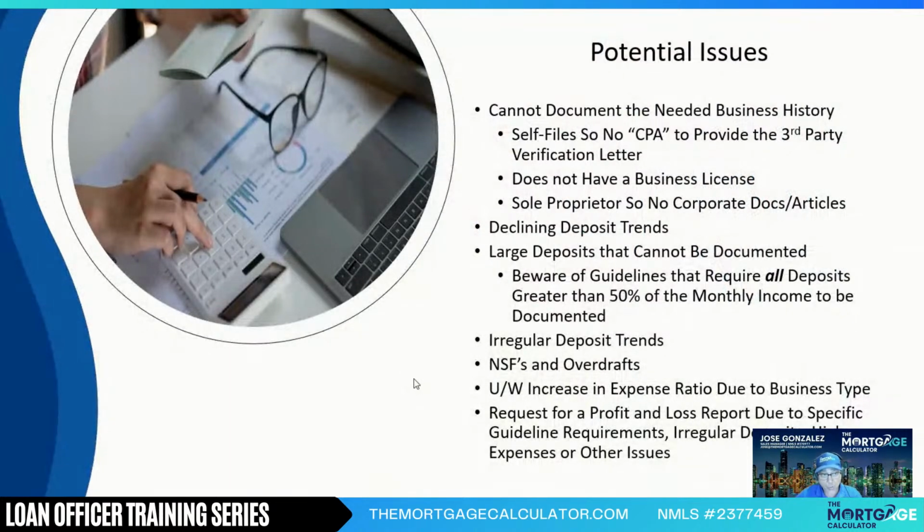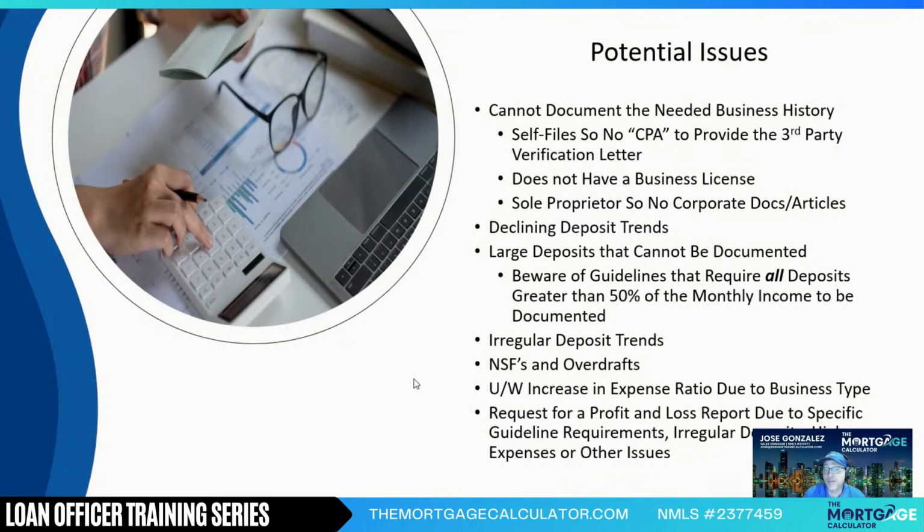So, what are some of the potential issues? I already touched on most of these, but some of the potential issues you face when analyzing the bank statements and analyzing the whole scenario to see what you're actually going to put on the form to get the income is that the borrower cannot document the needed business history, right?